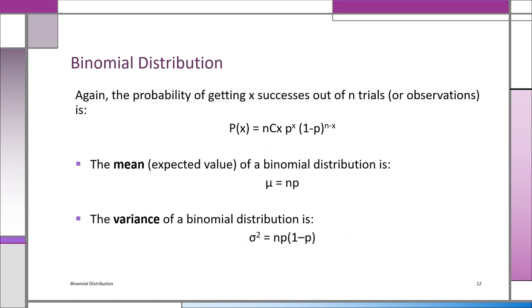Well, there you see the formula again for the binomial. The probability of x successes, n combination x, p to the x, 1 minus p to the n minus x. We can figure this out mathematically. The mean or the expected value of a binomial distribution, mu, is just np. The variance turns out to be n times p times 1 minus p. So just keep that in mind. Common sense will tell you that the mean is np.